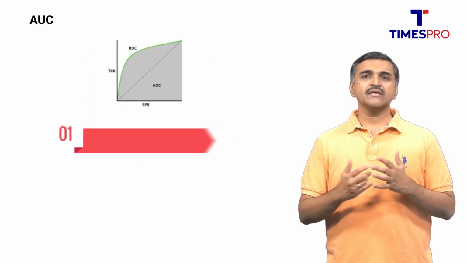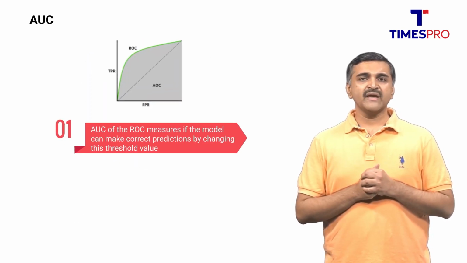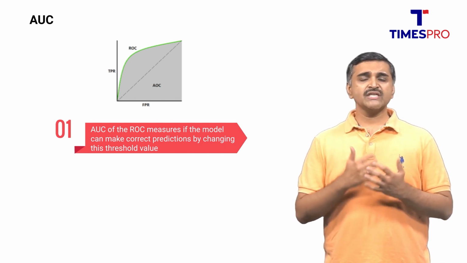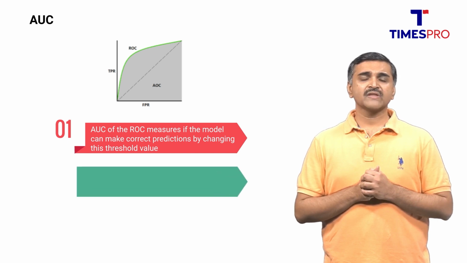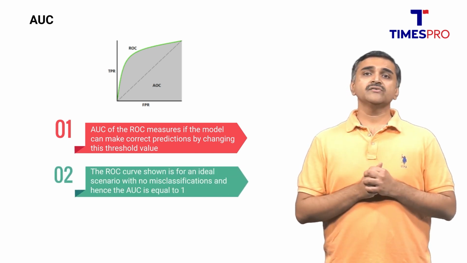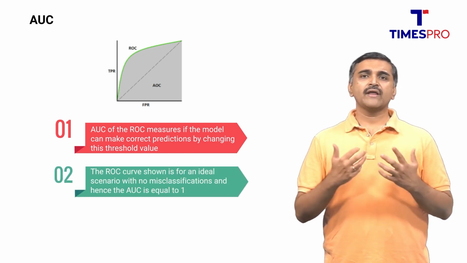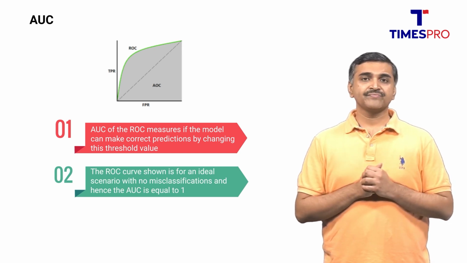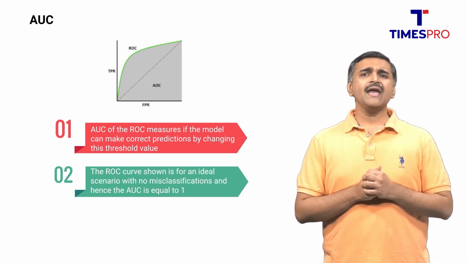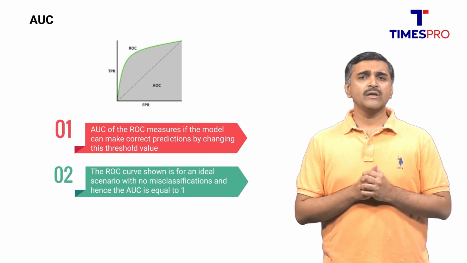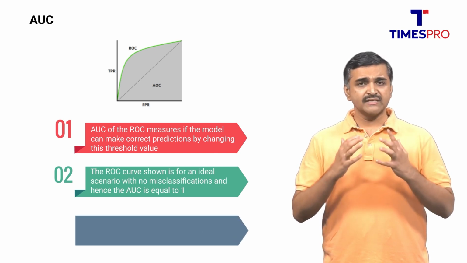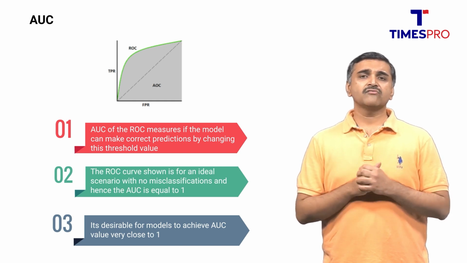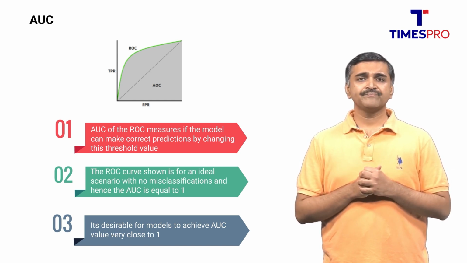The AUC of the ROC measures if the model can make correct predictions by changing this threshold value. The ROC curve shown is for an ideal scenario with no misclassifications, and hence the area under the curve is equal to 1. It's desirable for models to achieve area under the curve value very close to 1.